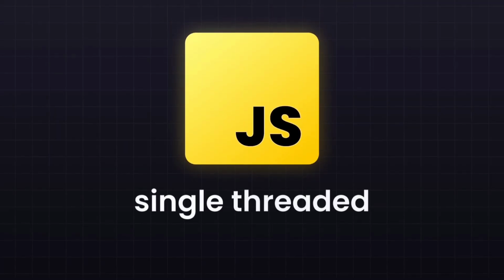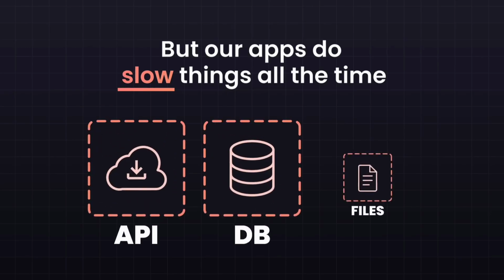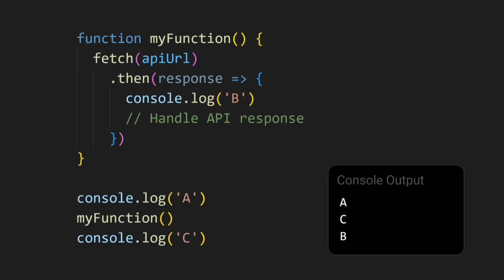JavaScript is single-threaded. It can only do one thing at a time. But our apps do slow things all the time: API calls, database requests, or file operations. If JavaScript just waited for each of those to finish, your page would completely freeze. So we need asynchronous code.